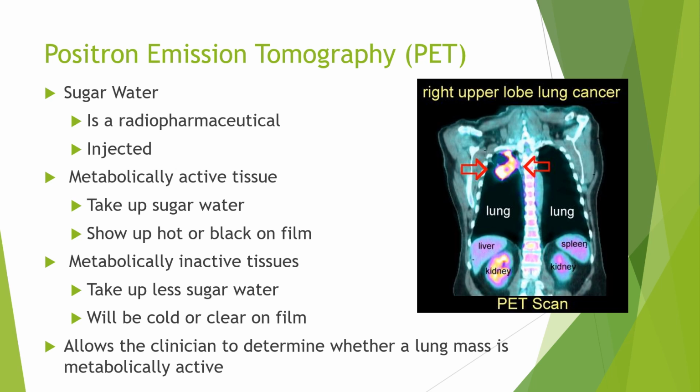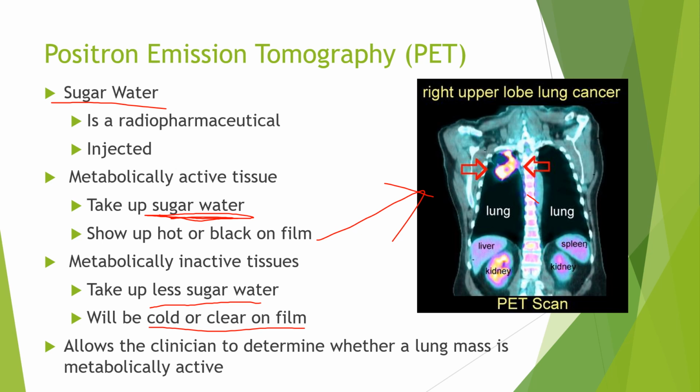All right, so PET scans, pretty much they inject what's known as sugar water, and it goes to areas of high metabolism. So it goes to highly metabolically active tissue that loves its sugar. If it's metabolically active, it loves sugar water, and it's going to show up really black or really dark on the film. So if you're metabolically inactive, you're not going to take up nearly as much, right? So it's going to appear cold or clear, right, when we were talking about that on the film.